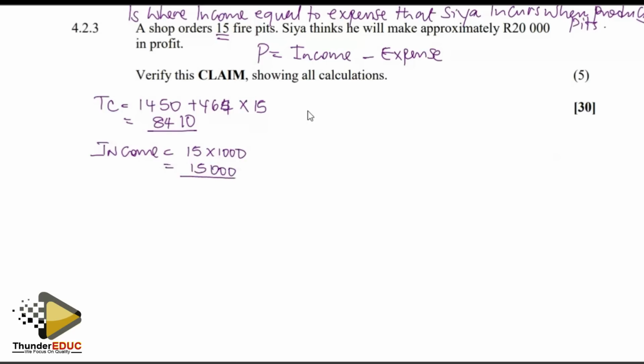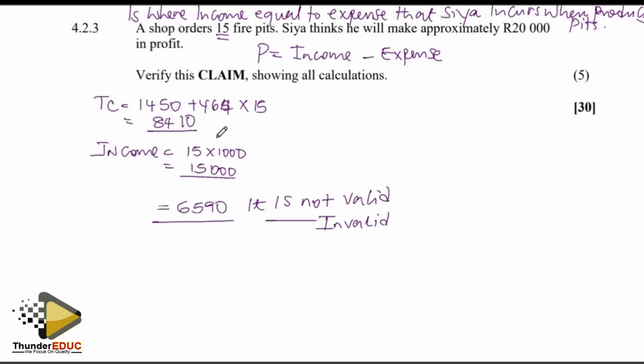So subtract now. 15,000 minus the cost, which was 8,410. So profit is... so we conclude and say it is not valid. In other words, it's invalid. All right. That marks the end of question number 4.